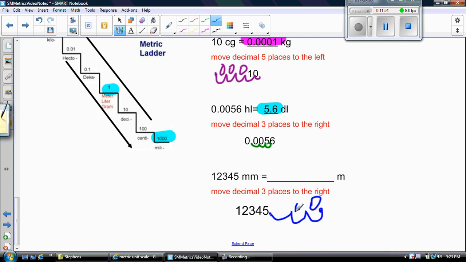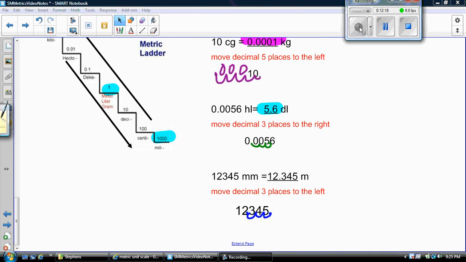Wait a minute. I wrote that down wrong. Oh, okay, I apologize. I don't know what I was thinking. It's move the decimal 3 places to the left. If we were in class right now, you guys would have been stopping me. So remember, we're going up the ladder from small to large, so we're moving to our left. I apologize. So I'm going to take it and move it 1, 2, 3. And there's my decimal. Okay, and then you get the answer 12.345 meters.